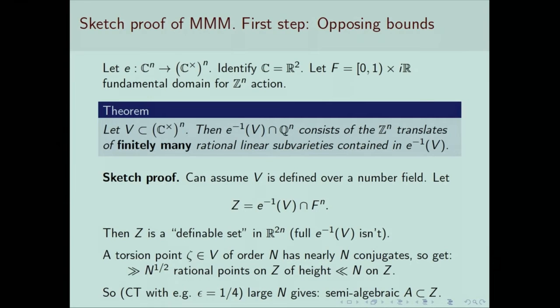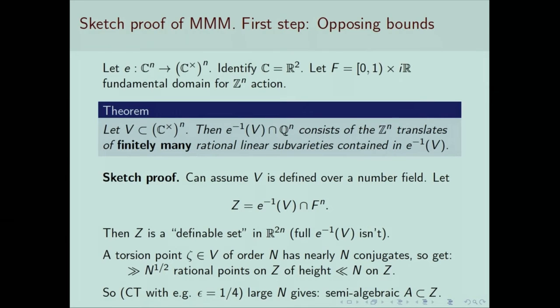And if we recast it in this way, then if you take your subvariety V in C cross to the n, then what you're really saying, if you look at the inverse image of V and you look at the rational points in the pre-image, is that what you see there are a finite number of lines up to the Z^n action. They correspond to the finitely many, not lines, but rational hyperplanes, or their translates.